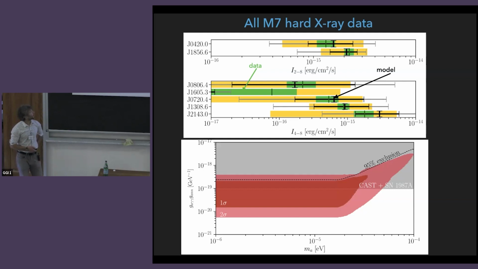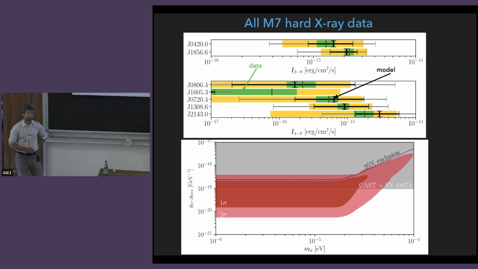How can you explain that? Well, you can see the model prediction shows that too. The reason is some of these are closer, some of them are farther away. Some of them have stronger magnetic fields, some of them have weaker magnetic fields. Some of them are older and cooler, some of them are younger and hotter. So that's all wrapped up in this model prediction. That's what we expect, a diversity of signals, just because we're looking at an ensemble of neutron stars with different properties.